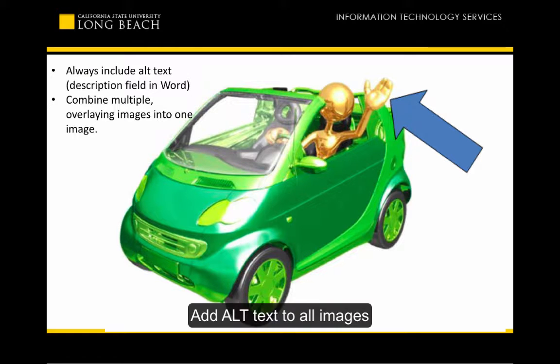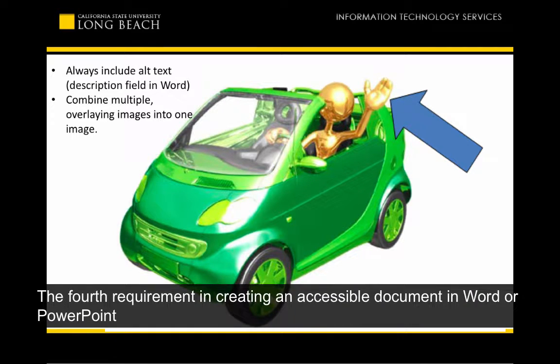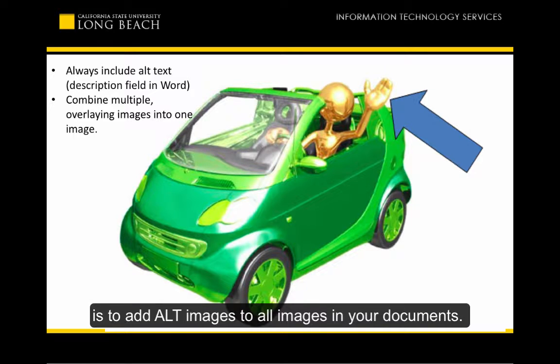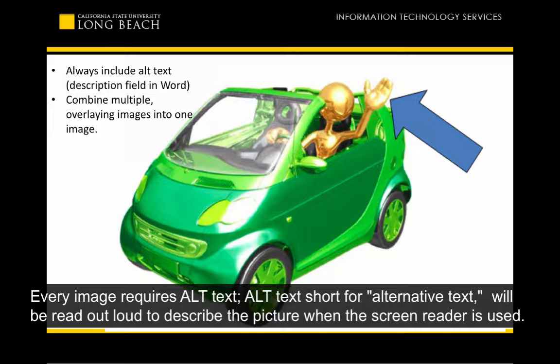Add alt text to all images. The fourth requirement in creating an accessible document in Word or PowerPoint is to add alt text to all images in your documents. Every image requires alt text. Alt text, short for alternative text, will be read aloud to describe the picture when a screen reader is used.